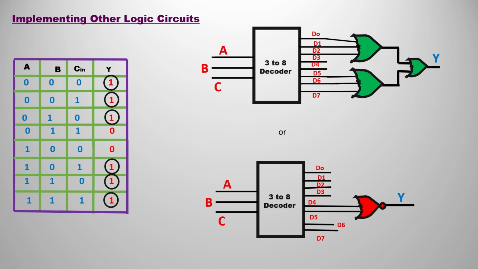This is the second application of decoders, that is implementing other logic circuits. Likewise, we can implement any logic circuit with the help of the truth table and a 3x8 decoder or 4x16 decoder.